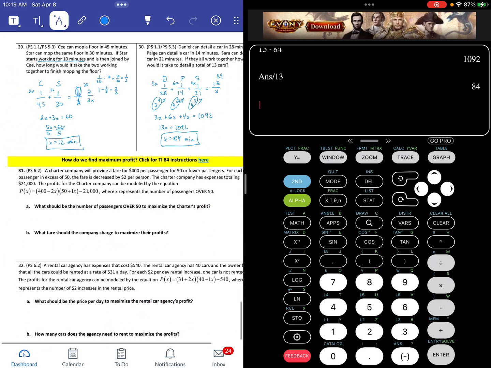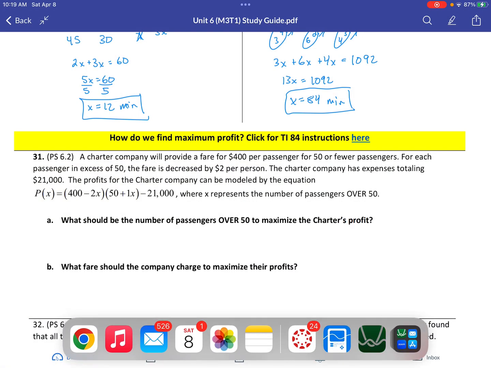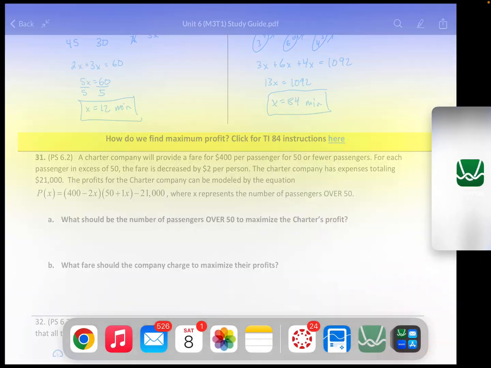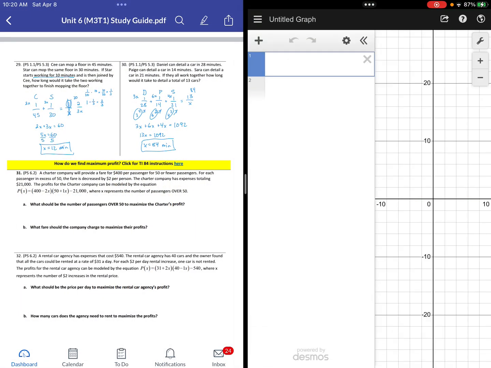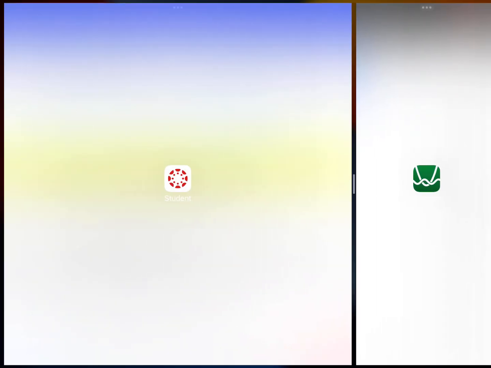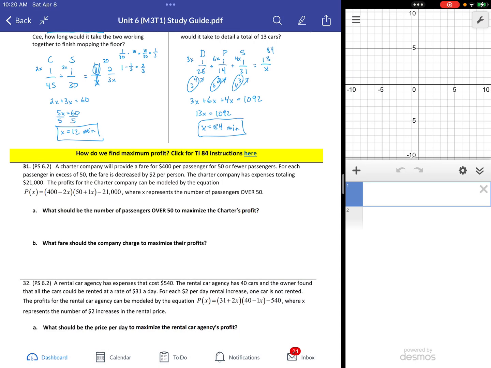All right, now we're going to get rid of this calculator and go to Desmos. Now you can do all the calculations on Desmos anyway. I like the other calculator better just because it's just regular calculations.